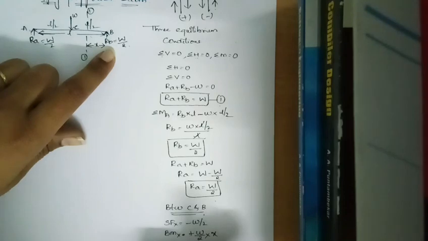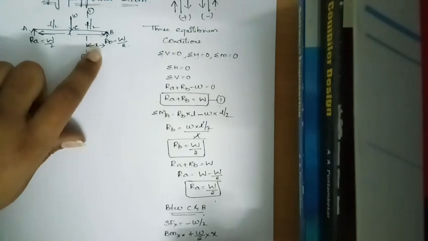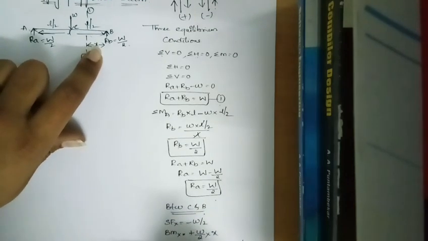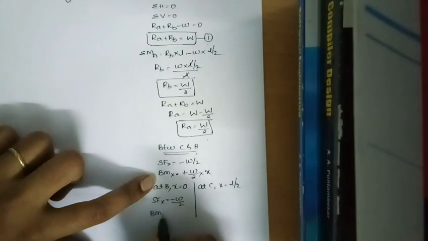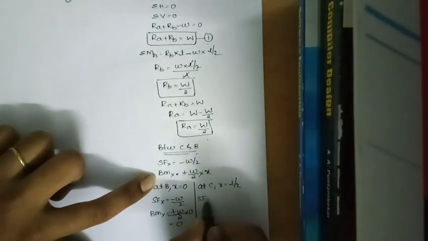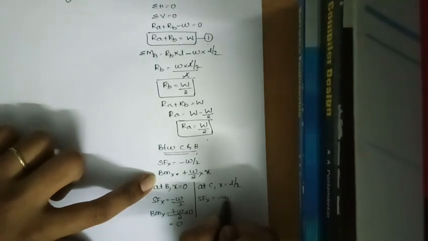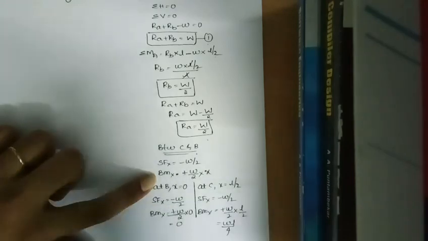At B, X is equal to 0. At C, X is equal to L by 2. So SFX is equal to minus W by 2. BMX is equal to plus W by 2 into X, which is 0. So we'll get 0. Then here SFX is equal to minus W by 2. Bending moment is equal to plus W by 2 into L by 2. That is WL by 4.